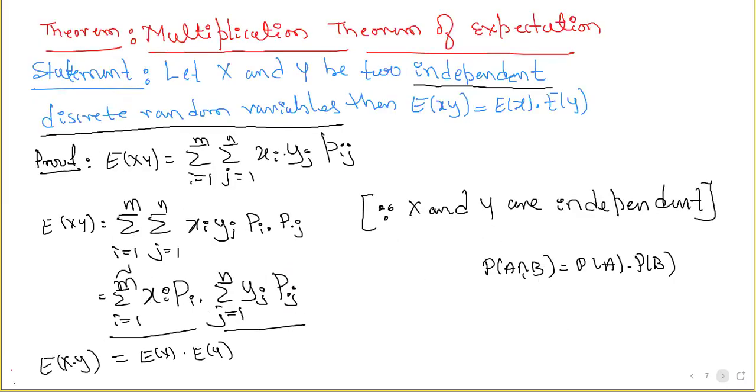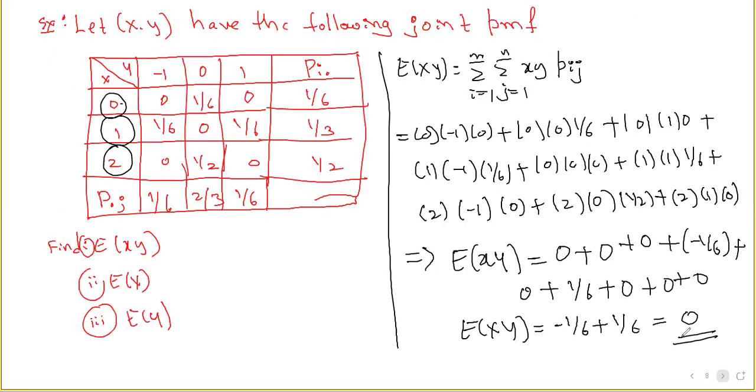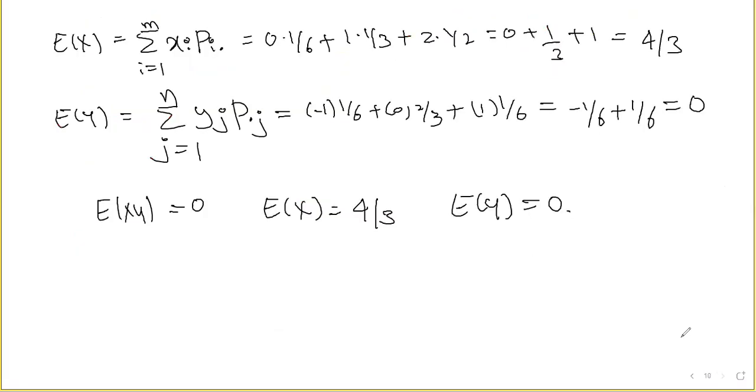This is called multiplication theorem of expectation, right? The thing is, when to apply, you will be very clear. If x and y are dependent, we can't apply multiplication theorem, but we can apply addition theorem, right? So while applying multiplication theorem, it only matters about the dependency, right? Then this is a proof of the multiplication theorem, then generalization of multiplication theorem, and we solved one example, right?